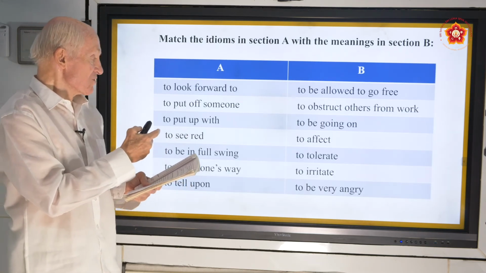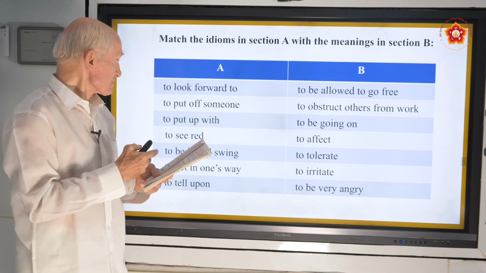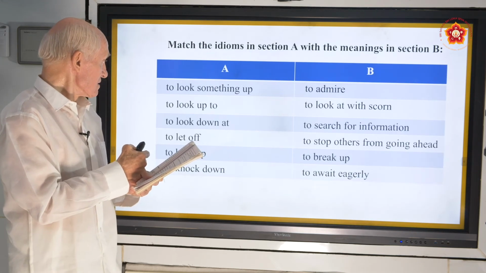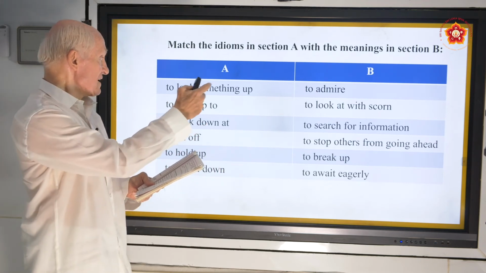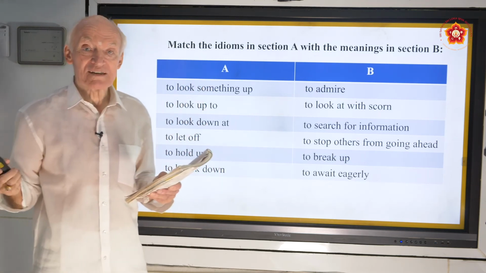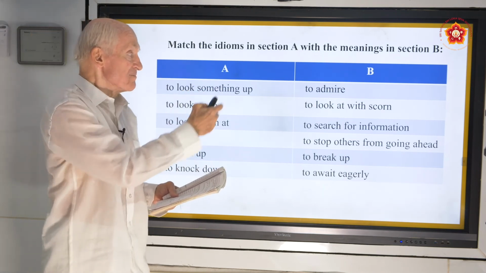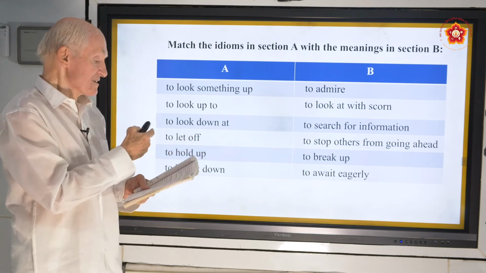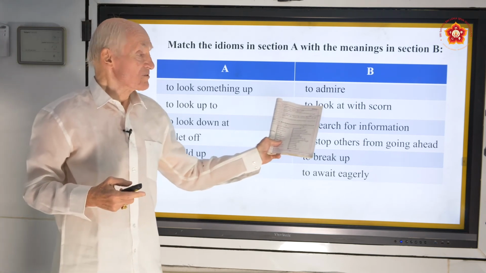To put off someone, to look up to admire. When you look up to somebody, you admire them. So the correct answer to look up to is to admire. And then we have to look down at. To look down at is to look with scorn.